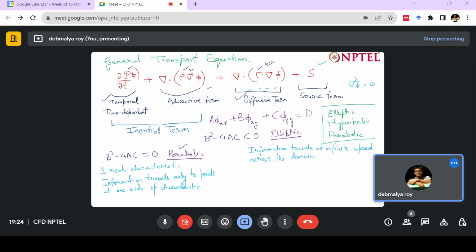That is what defines a parabolic equation. If you have a temporal term and diffusion term only, with no advection or source term, that equation will be parabolic in time. So in time, it will be a parabolic equation. What is the other equation?